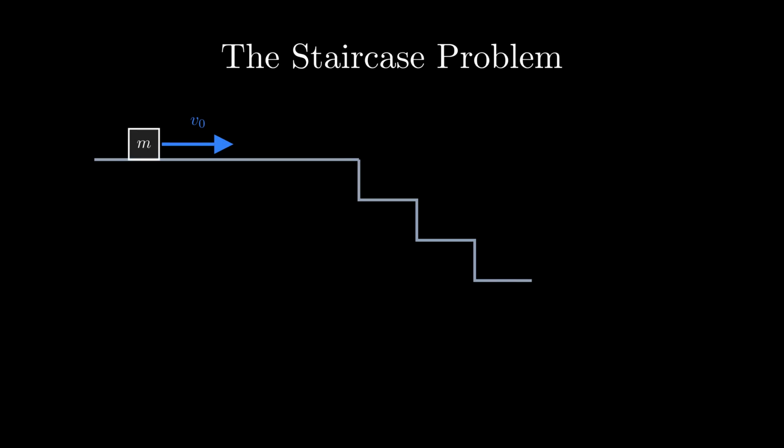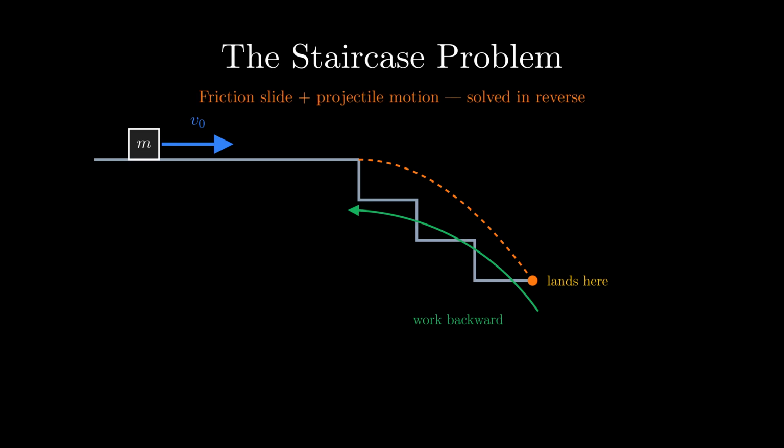Here's a puzzle that hides in plain sight. A block slides across a floor, flies off the top of a staircase, and lands exactly at the far edge of the third step. From that single landing spot, we can work backward and recover how far the block slid. Let's see how. Start with the full picture.